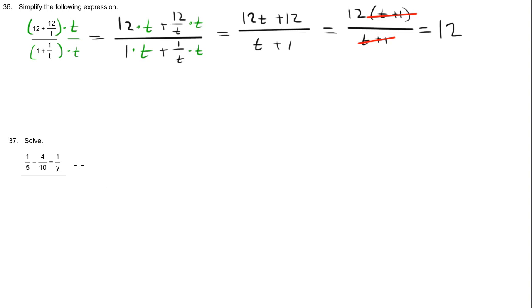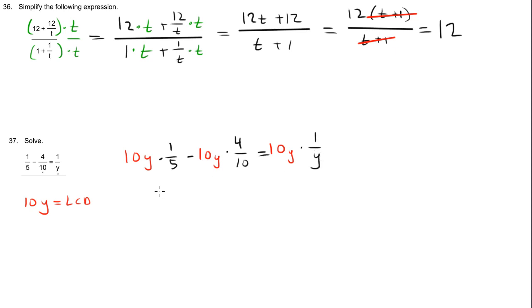Number 37, we're looking to solve. Well, I've got 10y as my least common denominator. 1/5 minus 4/10 equals 1 over y. I'm going to multiply everything by 10y. It's going to look like this. It'll be 10y times 1/5 minus 10y times 4/10 is equal to 10y times 1 over y.